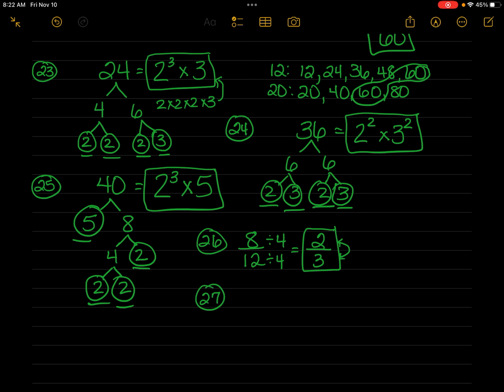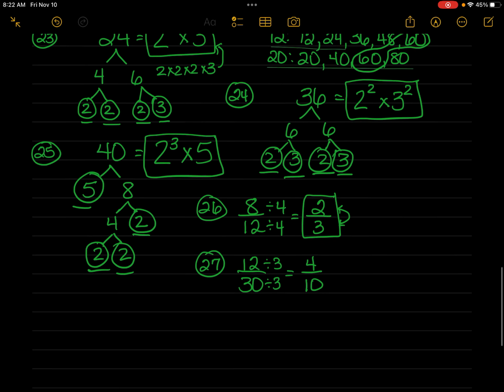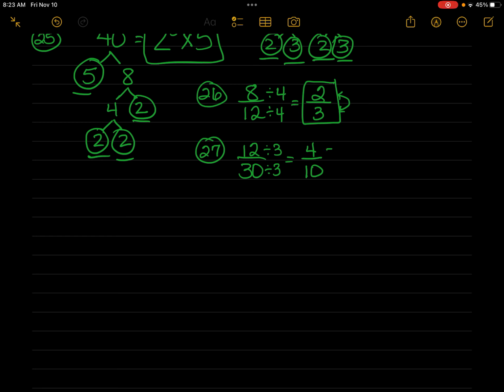Okay, 27 was 12 over 30. So 12 over 30. I can divide both of these by 3. Okay, so that's 4 over 10. I look at my problem and I say, wait a minute, 4/10. Those can both be divided by 2. When that happens, that just means you didn't pick the GCF here. I should have divided by 6, and then I would have only had to do it one time.